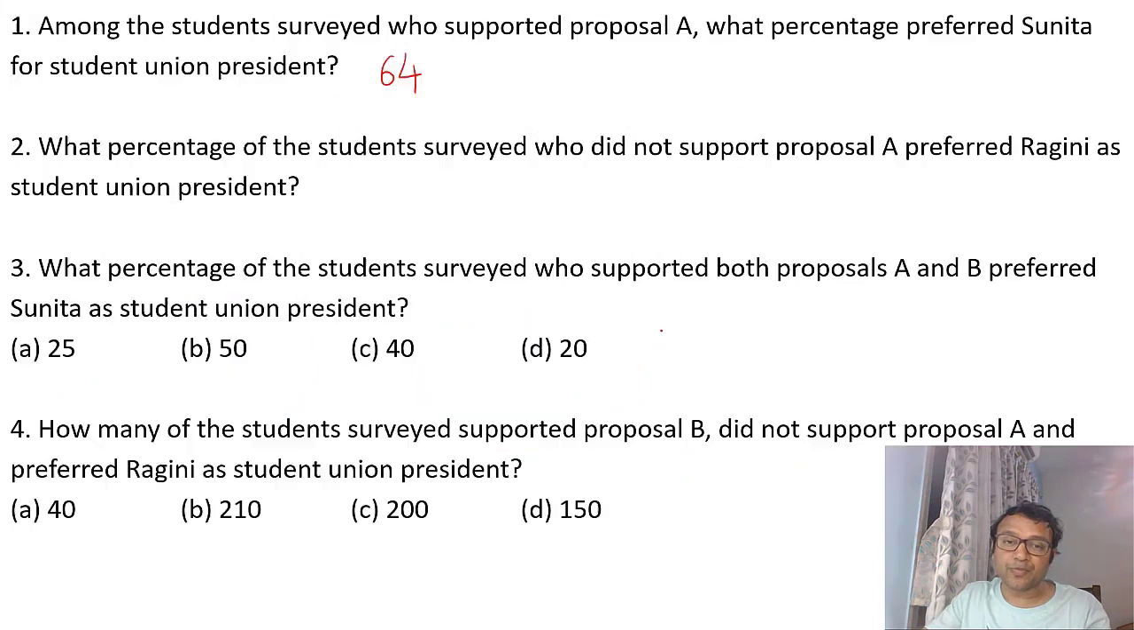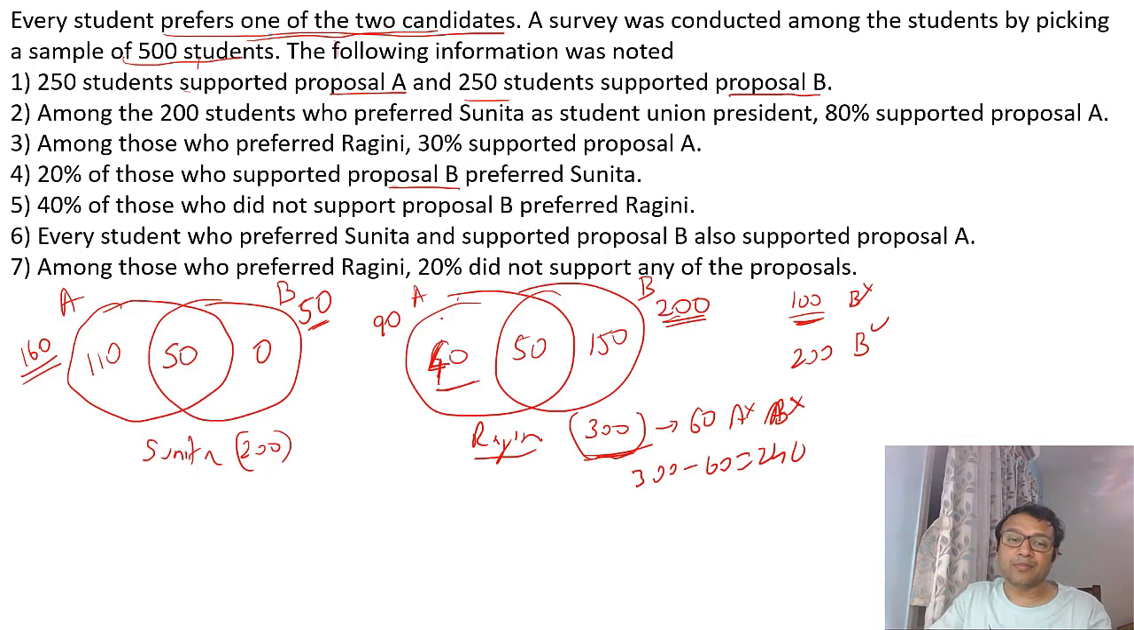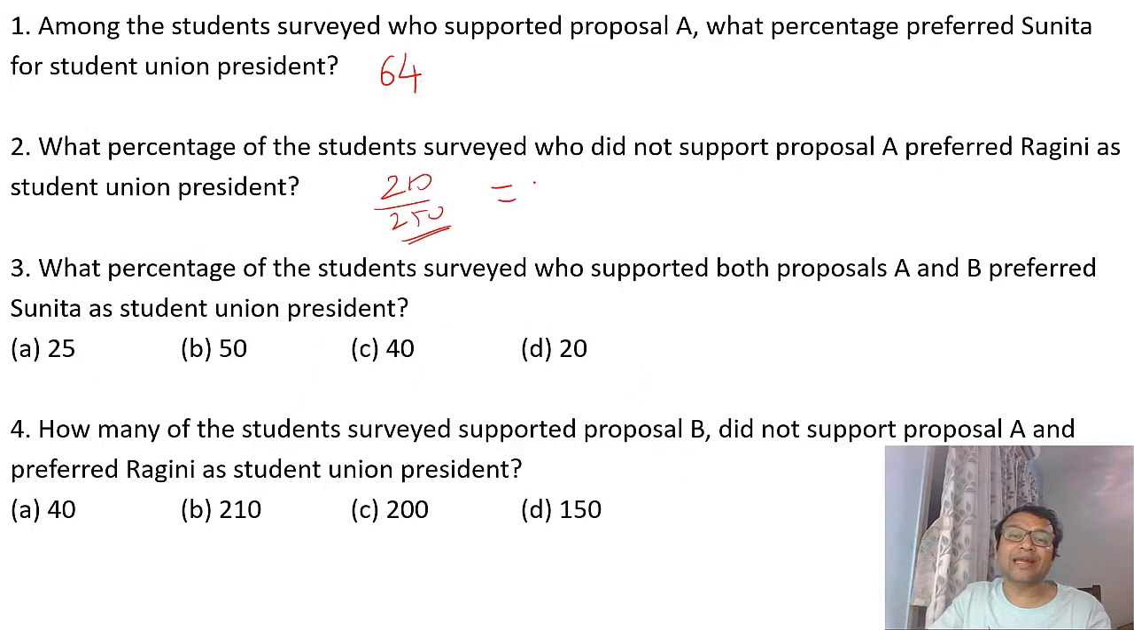Out of 250, right? 210 out of 250. Because those who don't support proposal A are 250 students totally. Because supporting proposal A is 250, so not supporting proposal A is 250. From that, those who support Ragini is 210. Right? 90 support A, so 210 don't support A. 300 minus 90, which will come to 84%.